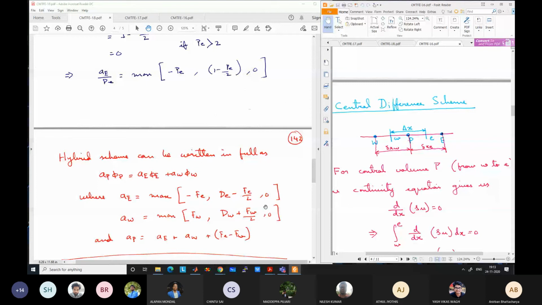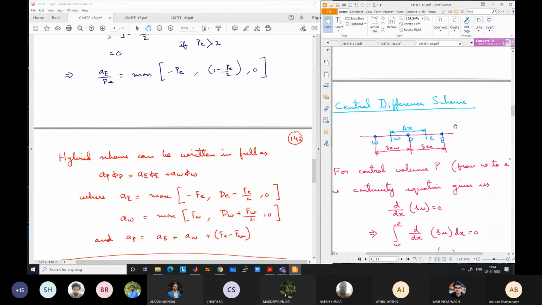On the other hand, AW: if strong velocity is there, Fw will be a large value. It will be much larger than Fw by 2 plus Dw, or 0. So it will become equal to Fw. When the velocity is very strong and positive, you get AW to be a large value equal to Fw, or non-dimensional AW is equal to the Peclet number. So the influence of W will be strong on P.